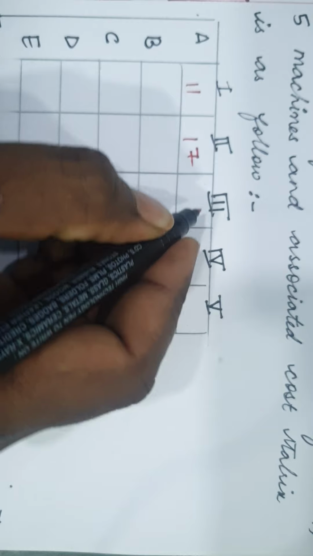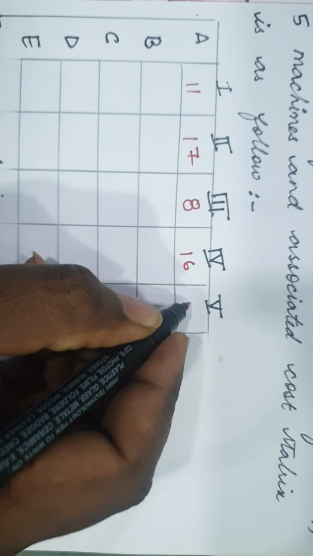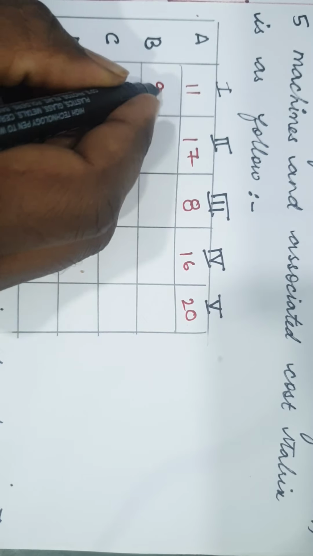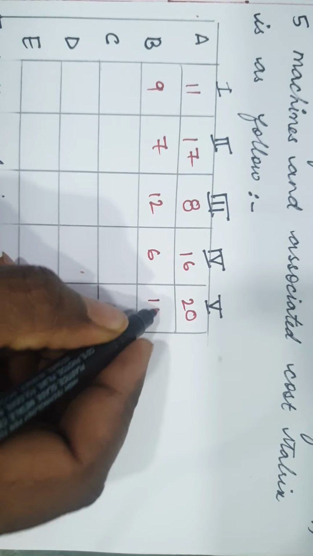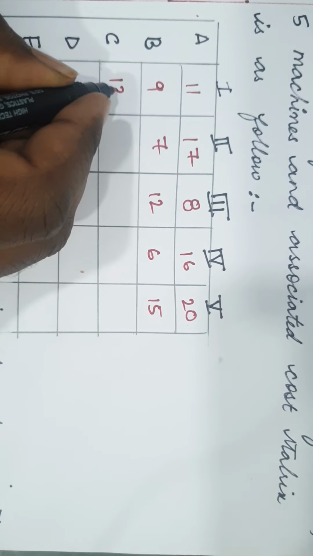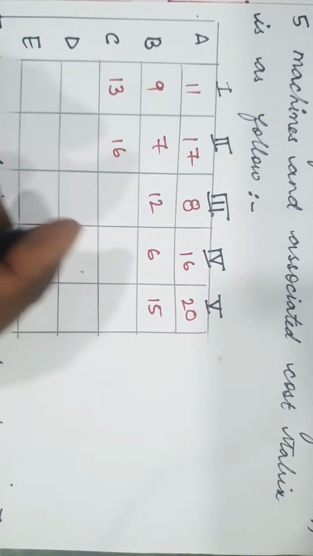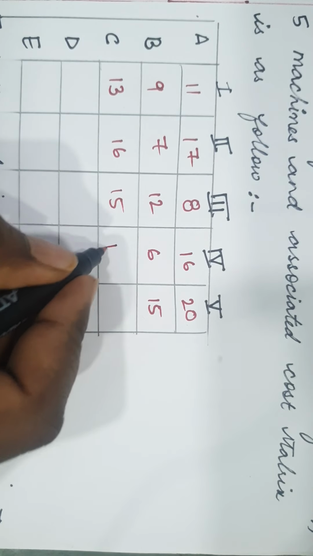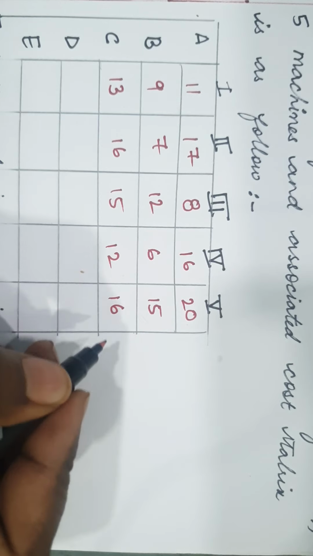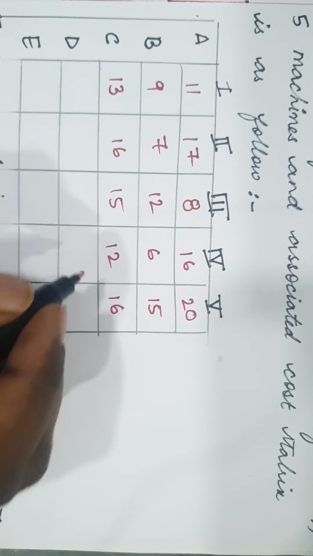What are the values? First row: 11, 7, 17, 8, 16, 20. Next: 9, 7, 12, 6, 15. Next values: 13, 16, 15, 12, 16. The values are given in your question.